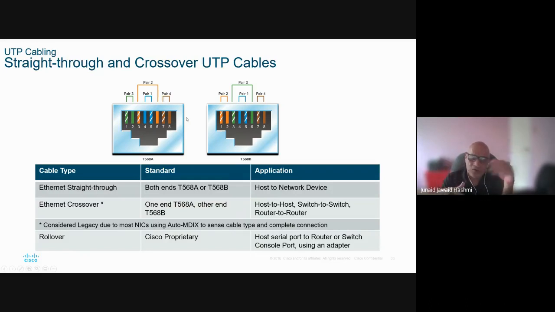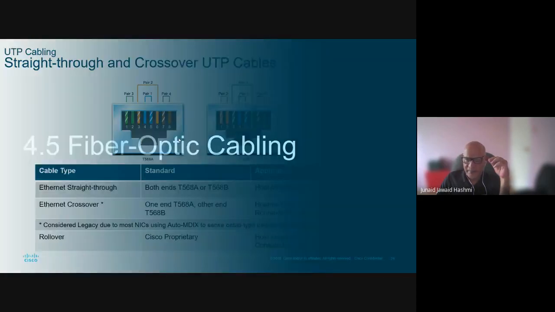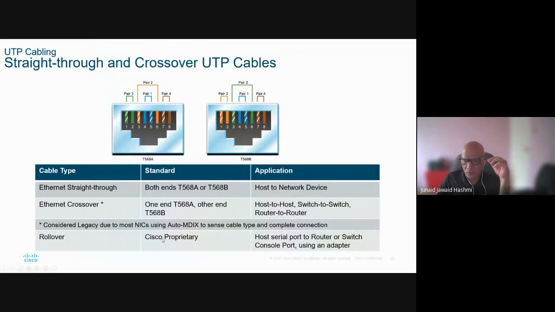You can Google it. So let's say you have to make cables and you don't have the document, just Google it and follow the standard. Okay. Another type of copper cable is called rollover cable, Cisco proprietary. This cable is used to make a console connection from the router or switch to the computer. The console cable that you see is called a rollover cable.